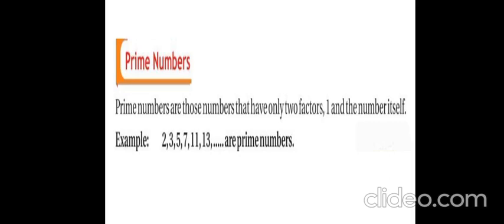Example, number 2. 2 ones are 2 and 1 two is 2. So the factors are 2 and 1. So a number which has only two factors is called a prime number. Example, 2, 3, 5, 7, 11, 13, etc. These numbers are factors of only themselves and number 1.